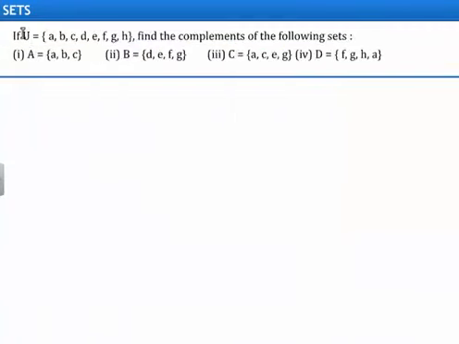In this problem, we are given the universal set. We need to find the complements of the following sets. Let us see the solution.